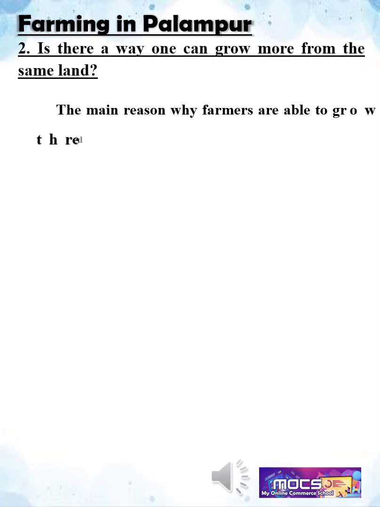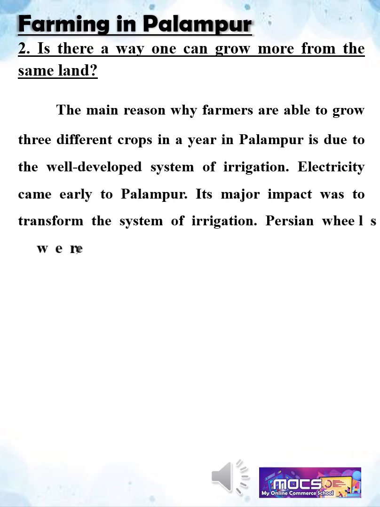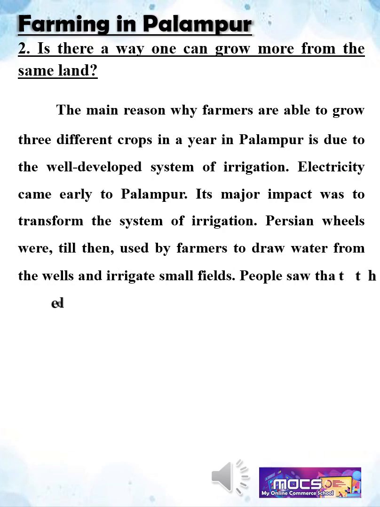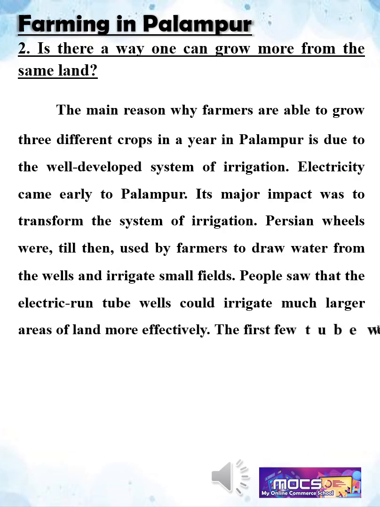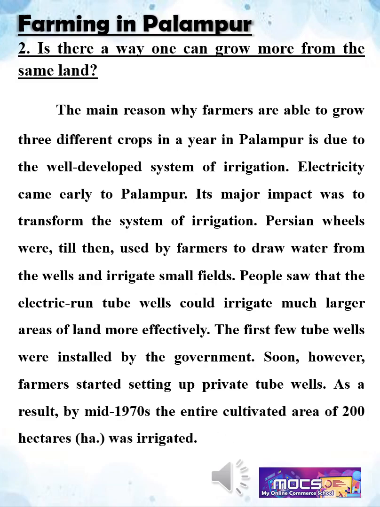The main reason why farmers are able to grow 3 different crops in a year in Palampur is due to the well-developed system of irrigation. Electricity came early to Palampur. Its major impact was to transform the system of irrigation. Persian wheels were, till then, used by farmers to draw water from the wells and irrigate small fields. People saw that the electric run tube wells could irrigate much larger areas of land more effectively.